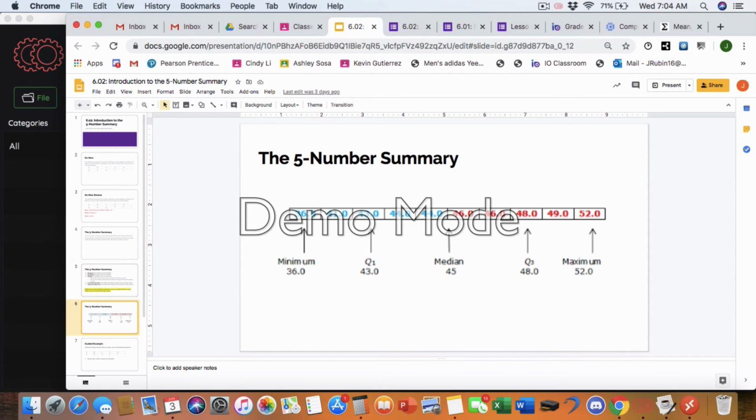And just to give you an idea what it looks like, we have 10 numbers here. My minimum is the smallest, 36. The maximum is my highest, 52. My median is 45 because there's two quote unquote middles. But what that means is Q1 is just the 43. It's the middle between smallest and median. And then Q3 is the middle between the median and the maximum. So that would be the 48.